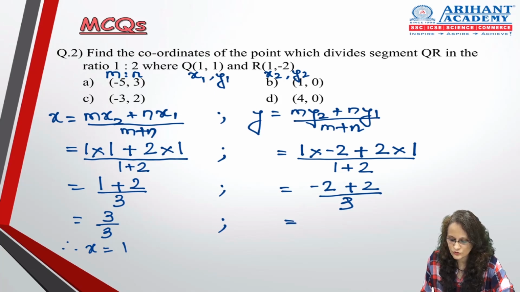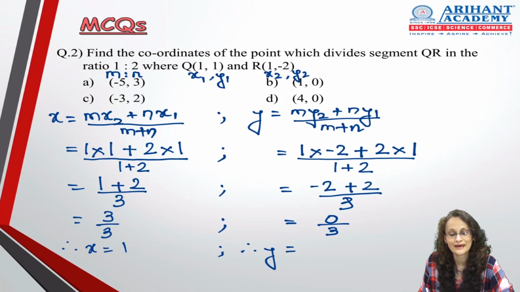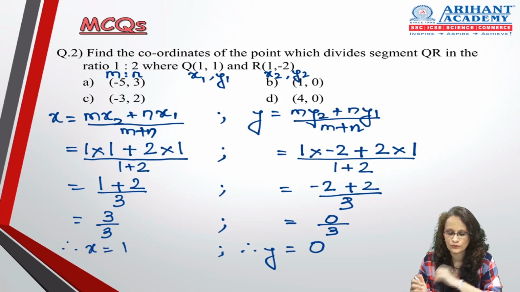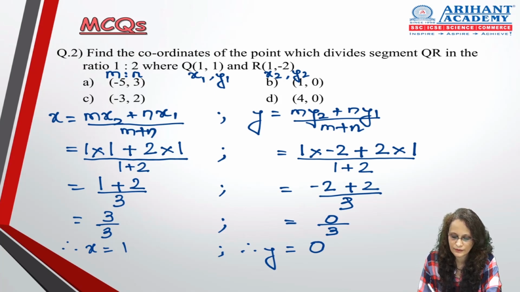Now -2 plus 2 will give you a 0. 0 upon 3, and we know 0 upon any number is always going to be a 0. So without any doubt, you are very comfortable now. You have ascertained your answer. It is going to be my option number B.